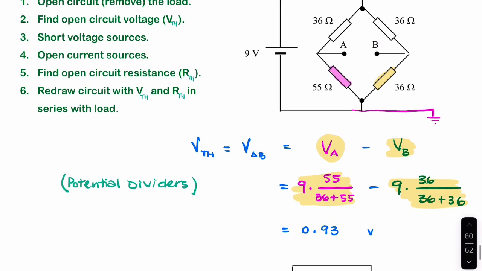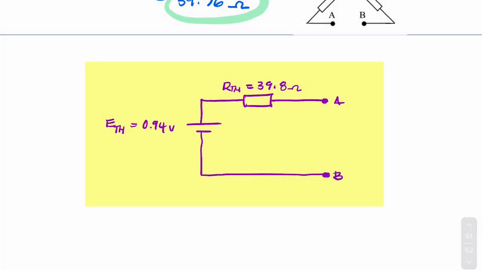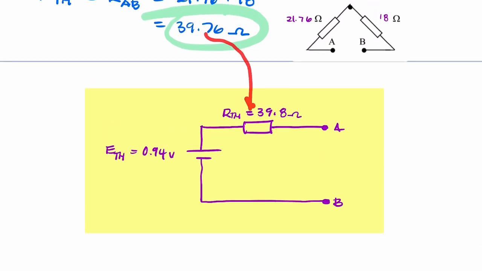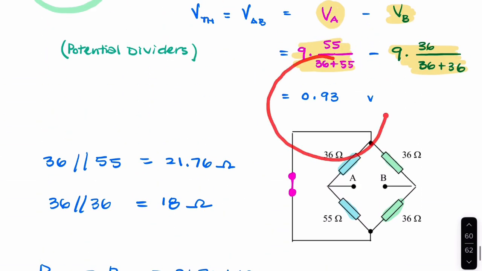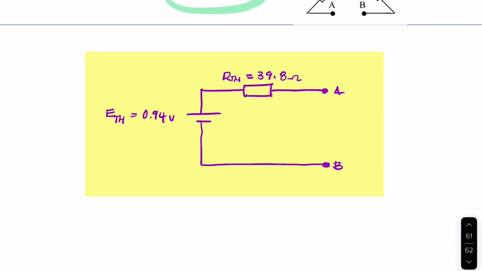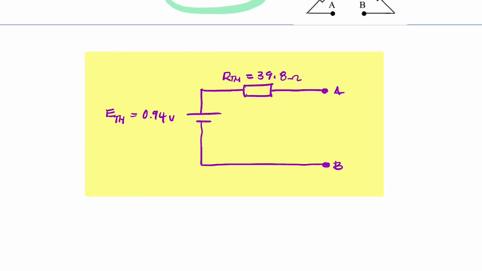Now, we found VThevenin, we found RThevenin. Now you redraw the circuit with VThevenin and RThevenin in series. There isn't a load, we haven't been given a load, so we can leave that open, but this is our RThevenin, and this is the value that we found for VThevenin, and this is our equivalent circuit. So this is the equivalent circuit of our Wheatstone bridge.